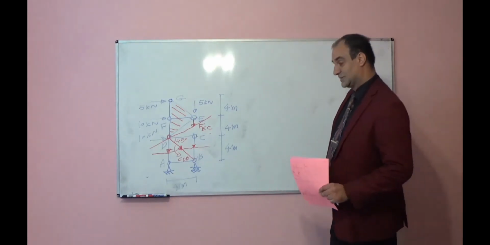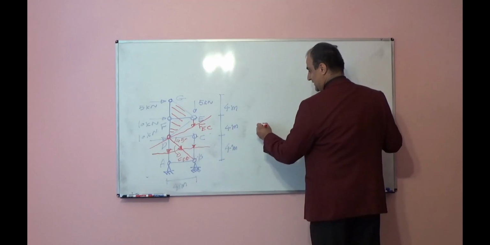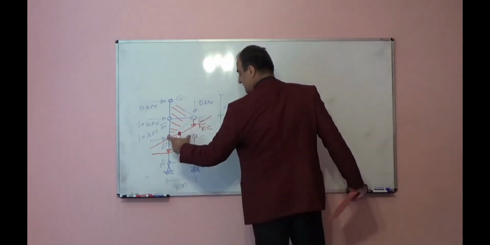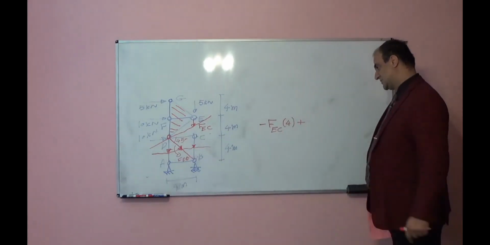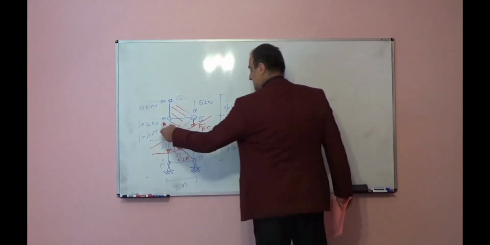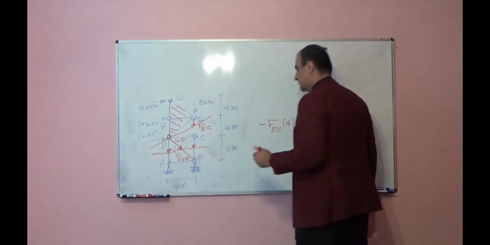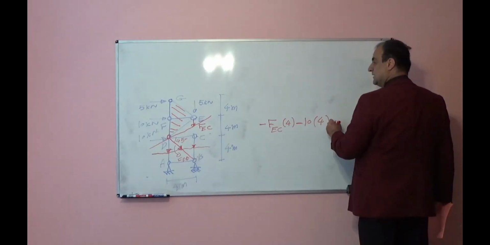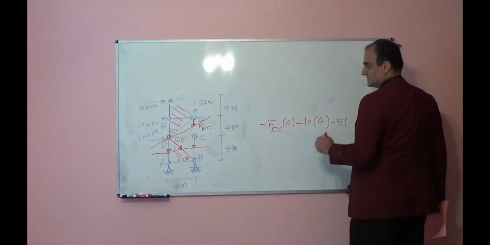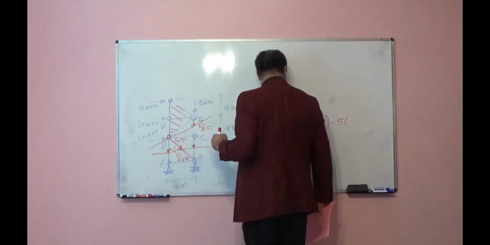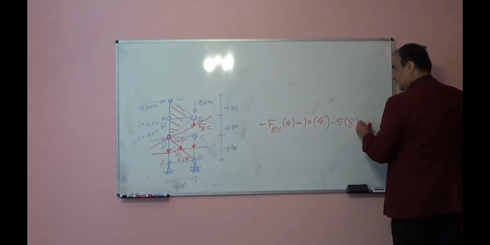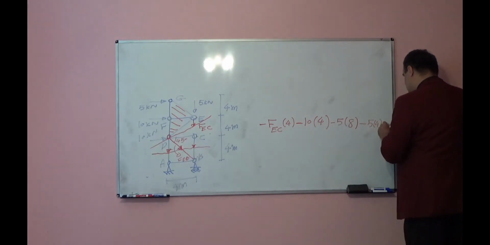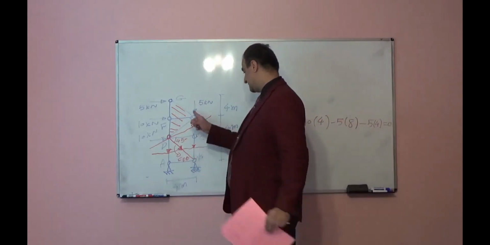If I write summation of moment with respect to joint D, I will have negative FEC times the distance 4, FEC times distance up to point D. In the perpendicular direction it is 4, and because it is rotating clockwise, negative, plus 10 times 4, minus 10 times 4, because again it is clockwise, minus 5 times 10 times 4, 5 times 8, minus this 5 times 4 is equal to 0. So I want to find internal force in this member.